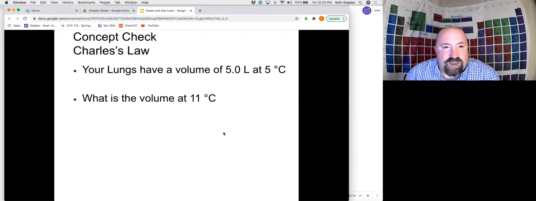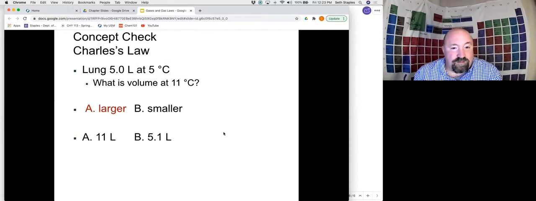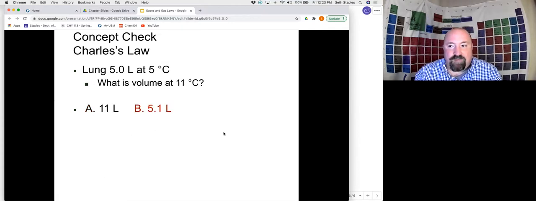And so here's a good example. Your lungs have a volume of about 5 liters at 5 degrees C. We want to know what the volume is going to be at 11 degrees C. First of all, is the volume going to be larger or smaller? That's right, it will be larger. Go ahead and see if you can do the calculation and choose between A or B. Pause the video now, apply Charles's law, and see what you can get for an answer. Hopefully you got 5.1 liters.